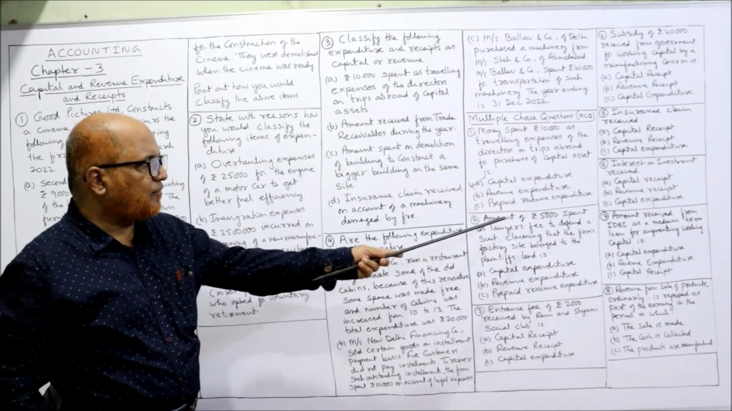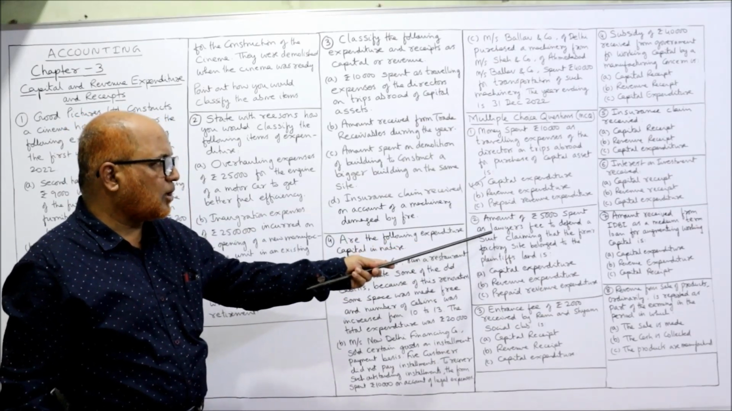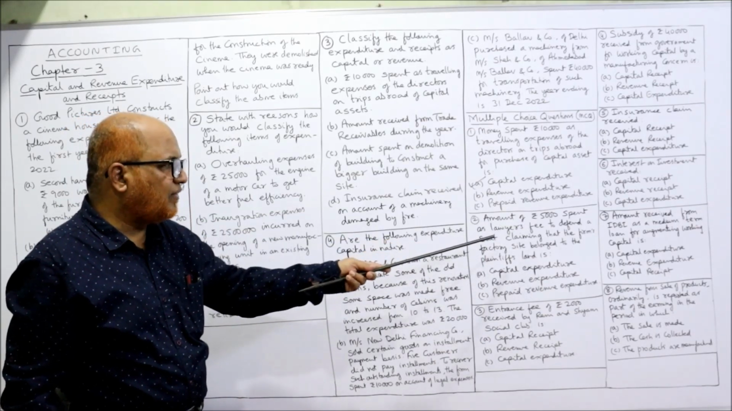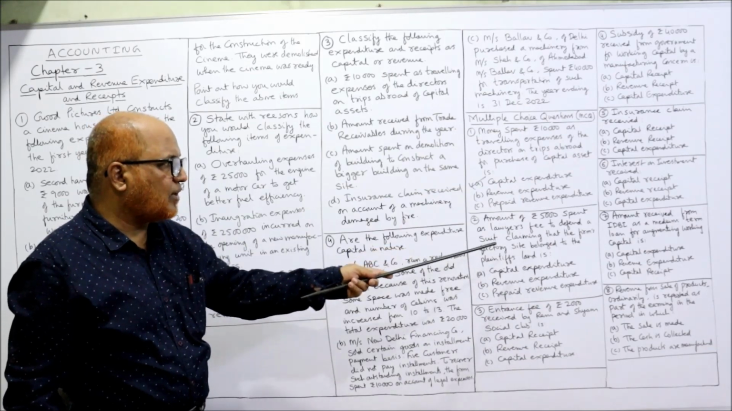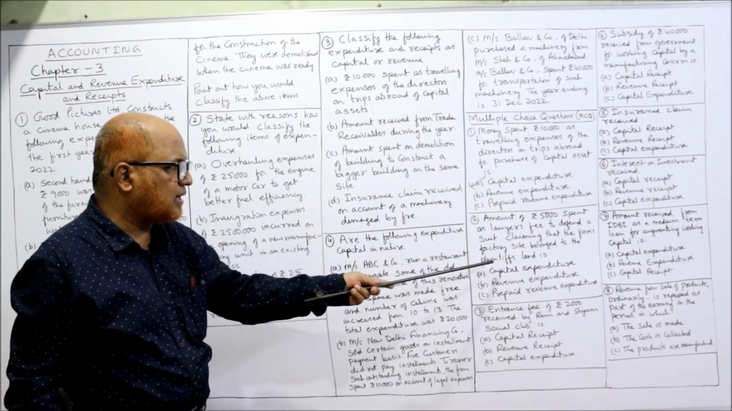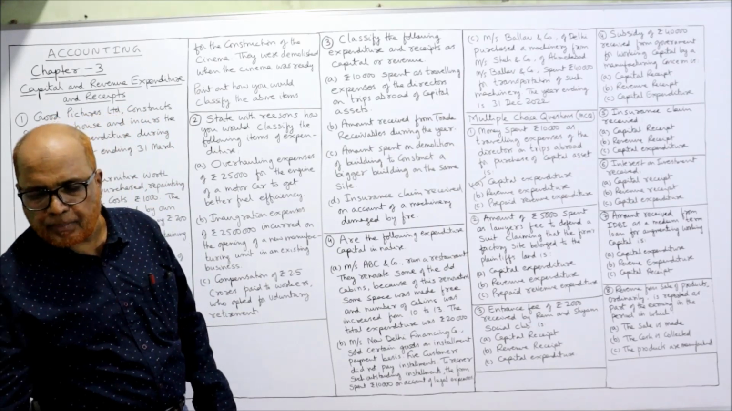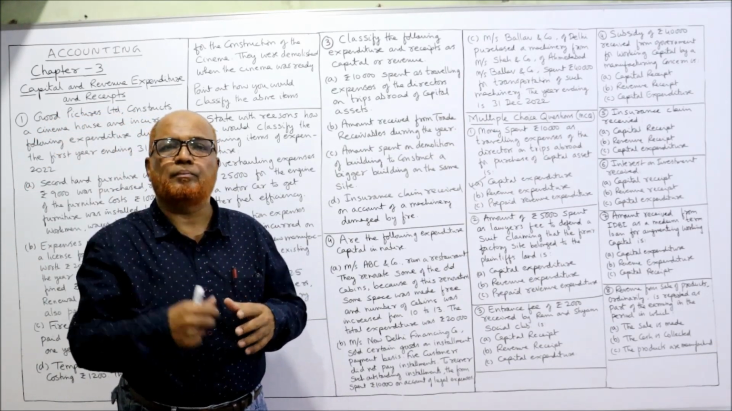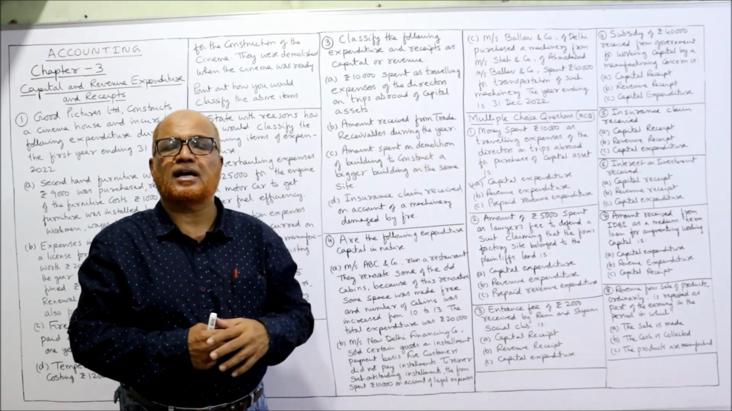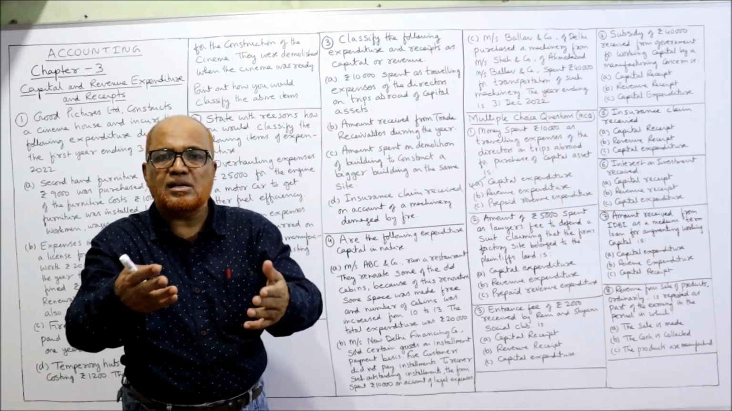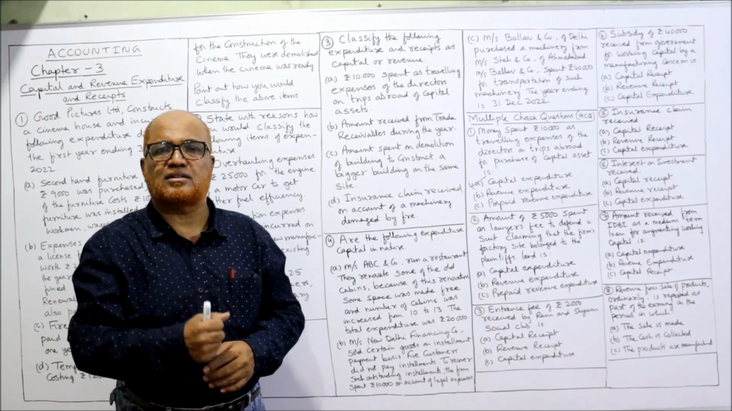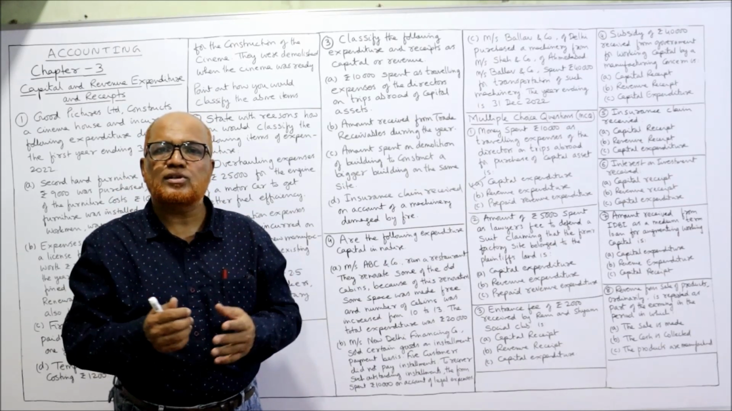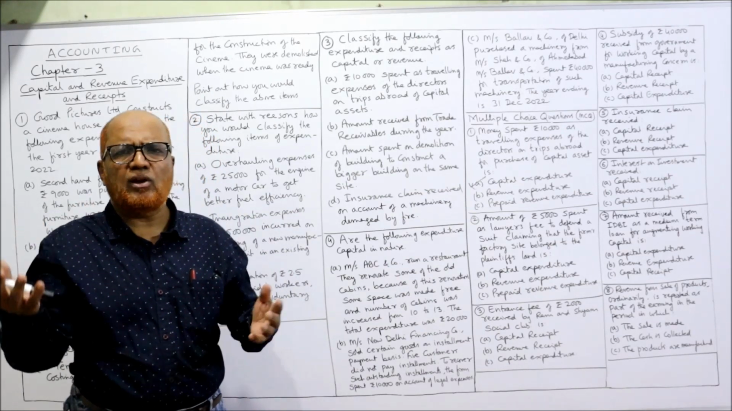Second, amount spent 5,000 as lawyer's fee to defend a suit claiming that the firm's factory site belonged to the plaintiff's land. One person is claiming that our factory land belongs to him. So he has put a case against us. So we are incurring some legal expenses to defend that. It's a revenue expenditure. Because in future we will not get the benefit.